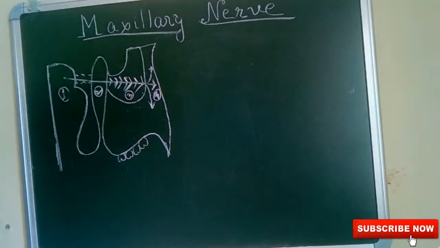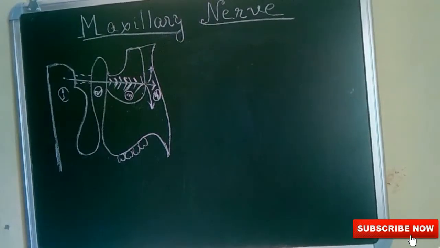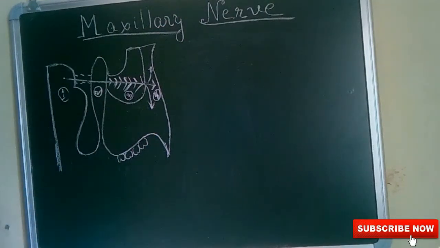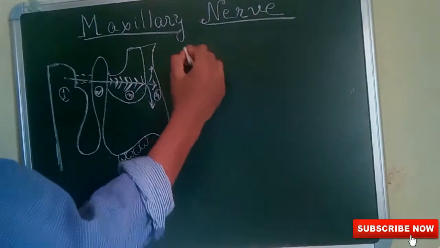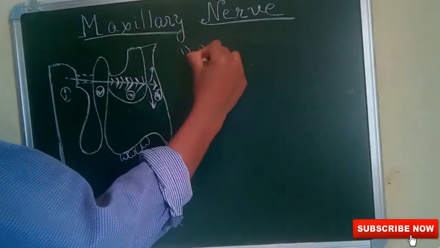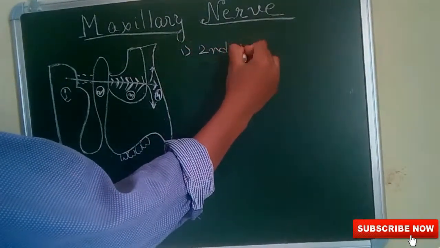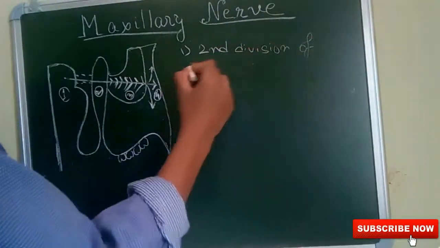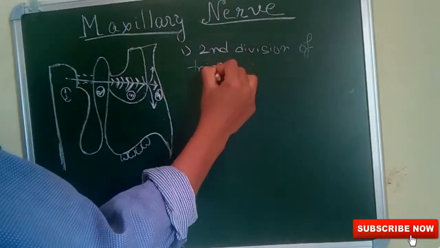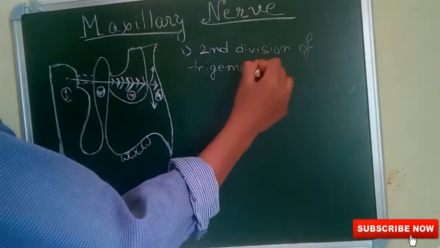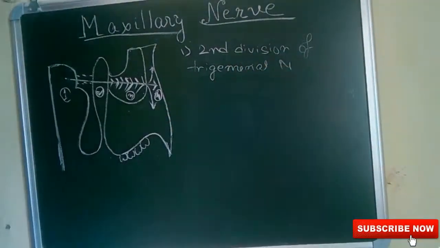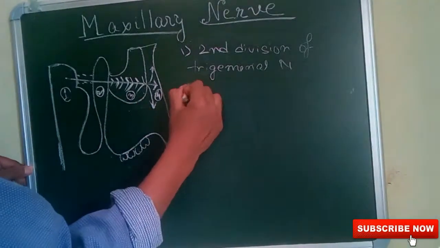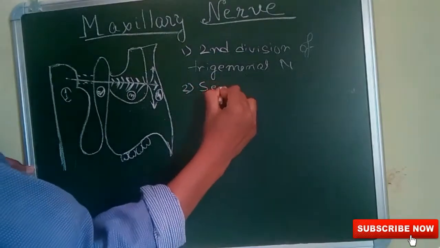So today in this video I will discuss the maxillary nerve. Maxillary is the second division of the trigeminal nerve. Number one, it is the second division of the trigeminal nerve, and number two, it's purely a sensory nerve.